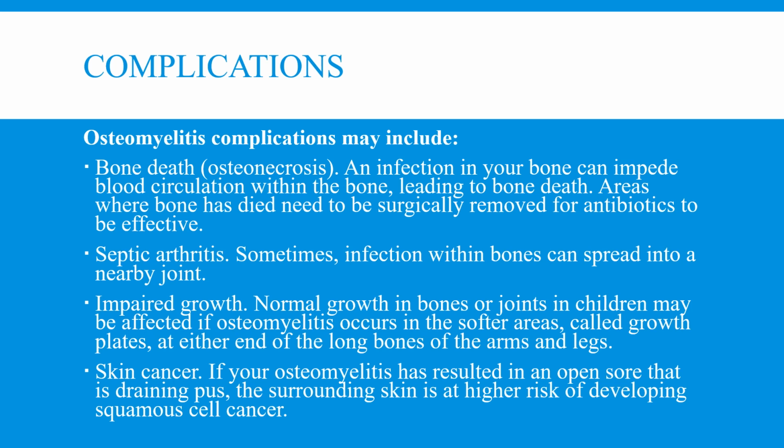Complications. Osteomyelitis complications may include bone death. An infection in your bone can impede blood circulation within the bone, leading to bone death. Areas where bone has died need to be surgically removed for antibiotics to be effective. Septic arthritis. Sometimes infection in a bone can spread into a nearby joint. Impaired growth. Normal growth in the bones or joints of children may be affected if osteomyelitis occurs in the softened areas, called growth plates, at either end of the long bones of an arm or leg.